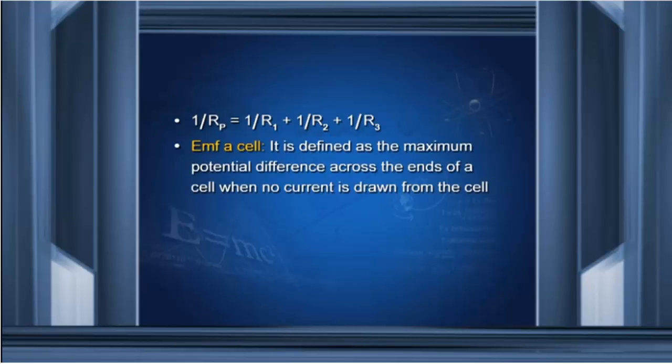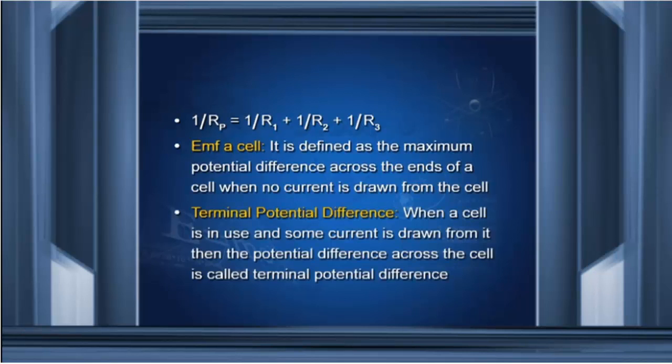e.m.f. of a cell. It is defined as the maximum potential difference across the ends of the cell when no current is drawn from the cell. Terminal potential difference. When a cell is in use, then it draws some current through the resistor. As a result, the potential difference across the cell is slightly less than the e.m.f. of the cell, and this potential difference across the terminals is known as terminal potential difference.